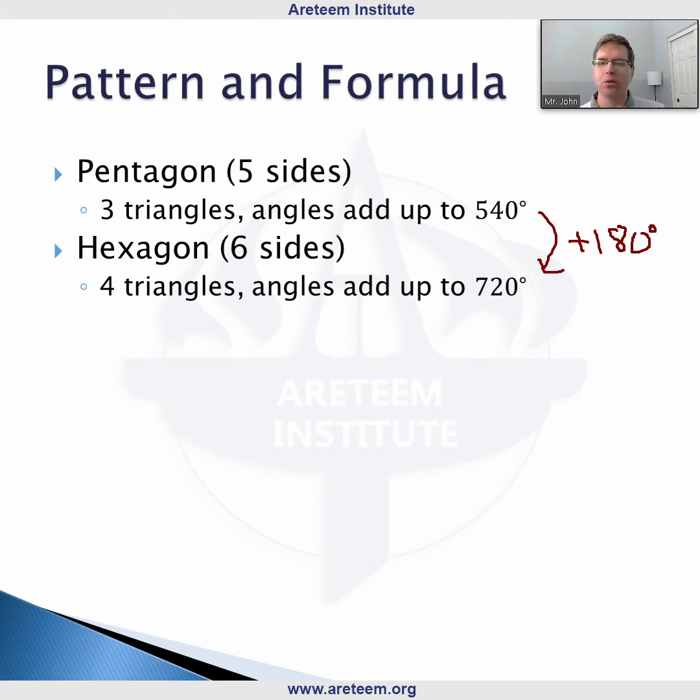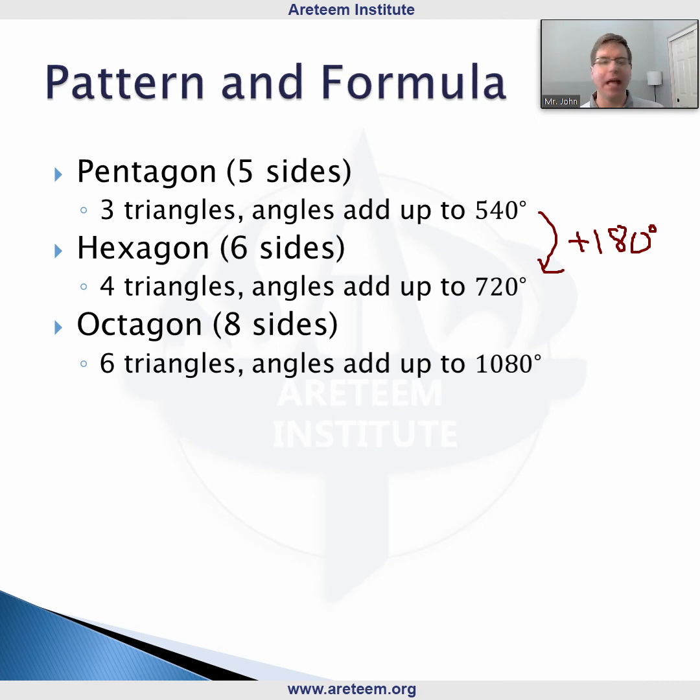What if we want to go to an octagon with 8 sides? Well, this is like adding 2 more triangles. So now we have 6 triangles. This is then 6 times 180, and so it's 1080 degrees. Really, this is adding 360 to the previous example.